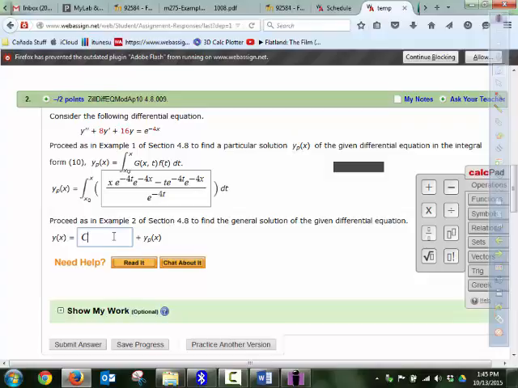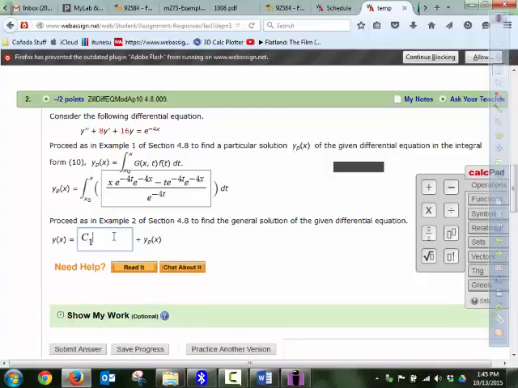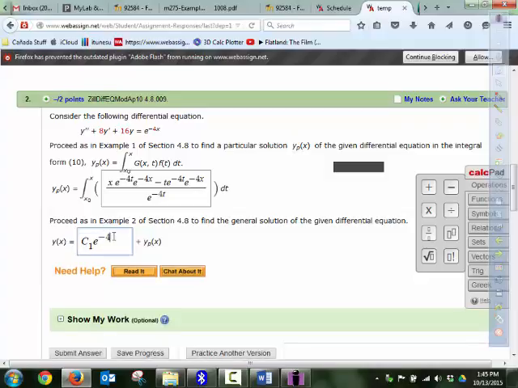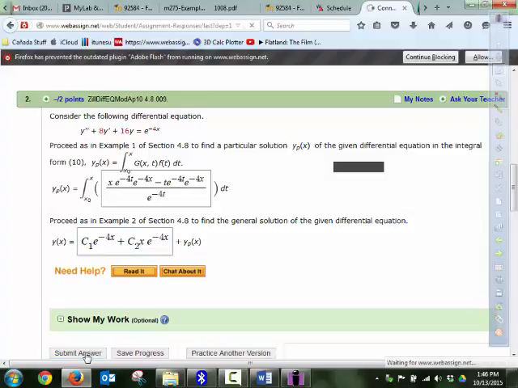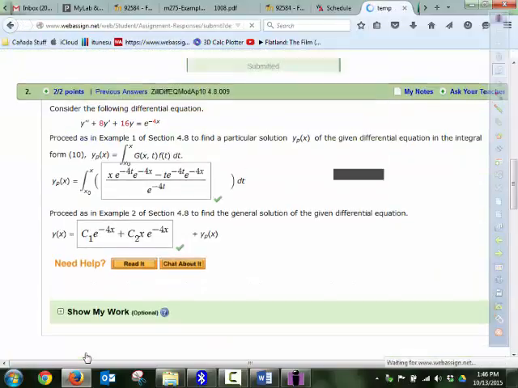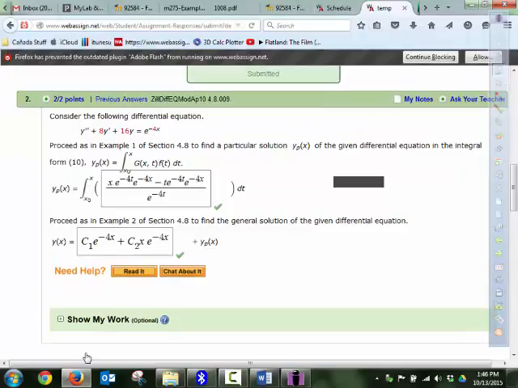And then the general solution, c1 e to the negative 4x plus c2 times x times e to the negative 4x. All right, looks good. Can you show the formula for these, the IVD for these?